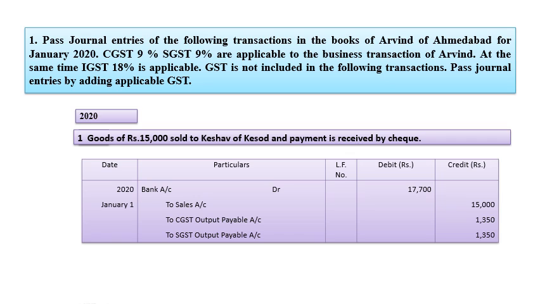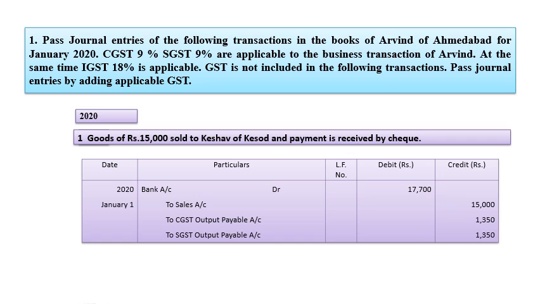Date January 1. Bank account debit 17,700, to sales account 15,000, to CGST output payable 1,350, to SGST output payable account 1,350. How does this 1,350 come? It is nothing but 9% of 15,000 for CGST and 9% of 15,000 for SGST.